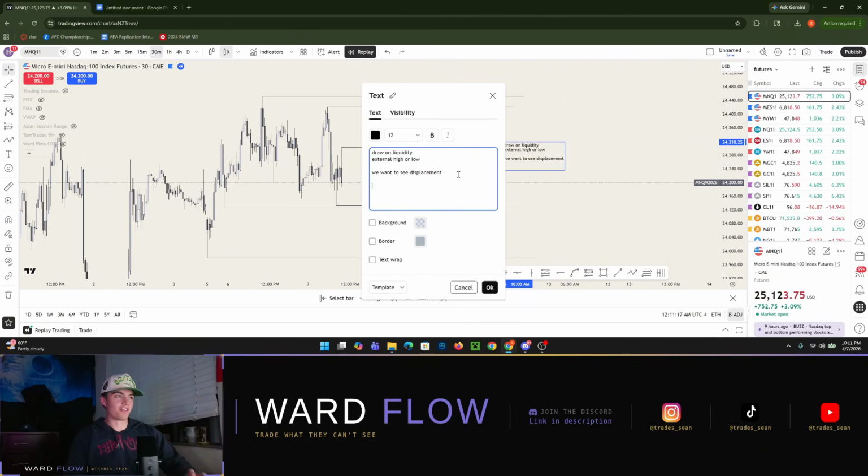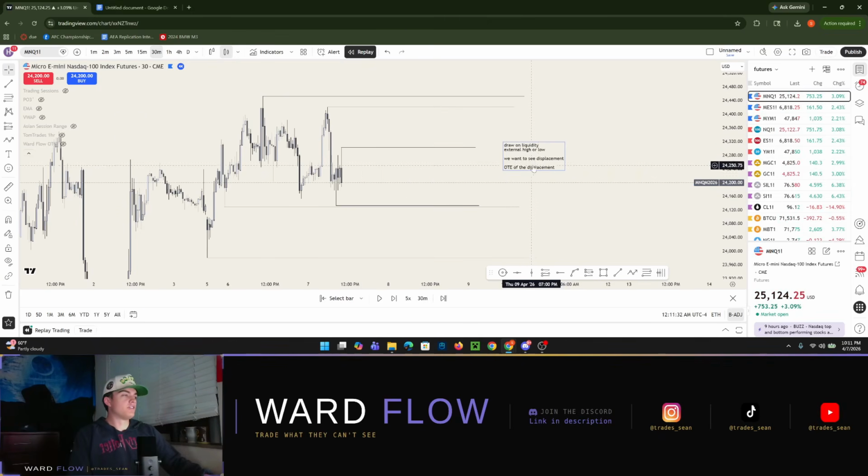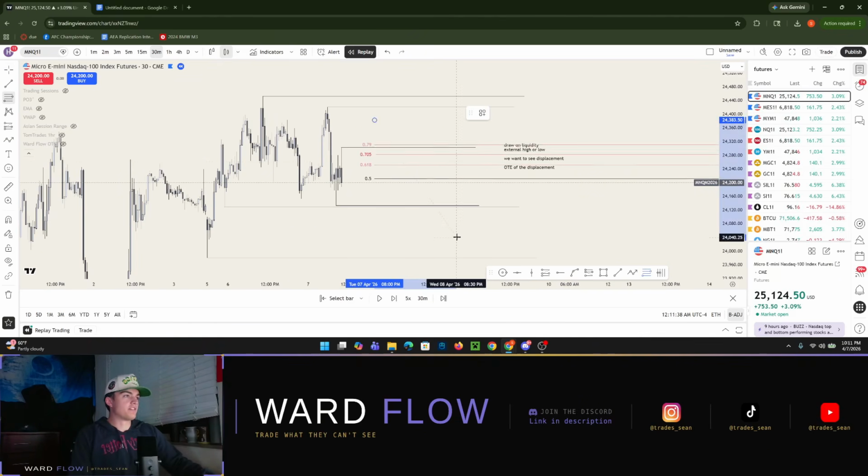And then finally, for our third and simple step, which makes my strategy, the Wardflow, so simple and so easy, we are looking for OTE of the displacement. If you don't know what OTE is, it means optimal trade entry, and it's on the Fibonacci tool right here. This is the Fibonacci tool. This is the OTE. It's from the 0.79 to the 0.618.